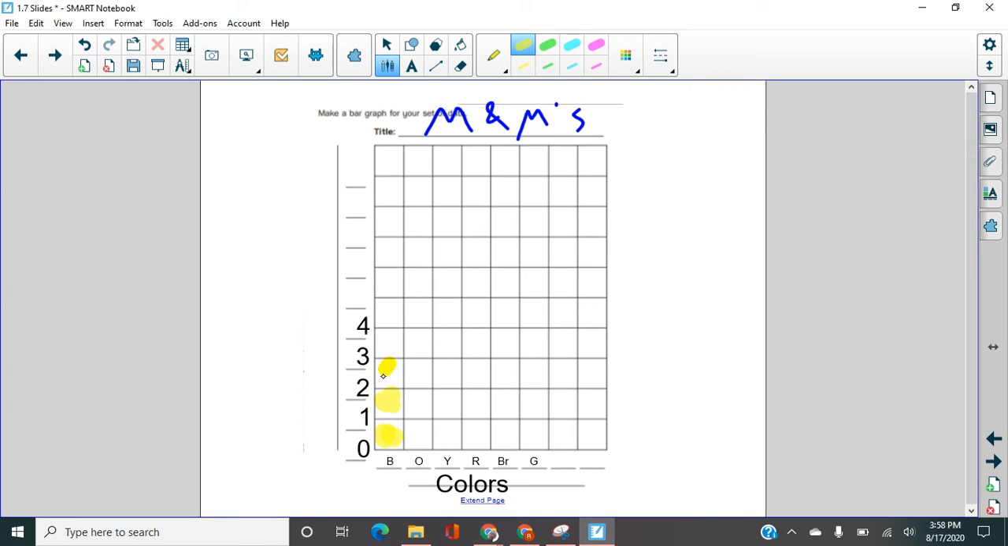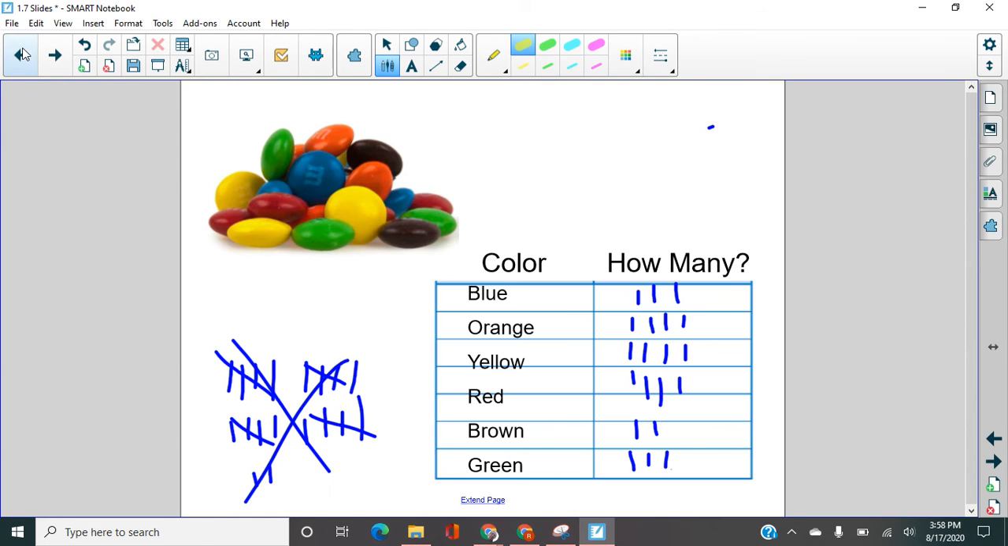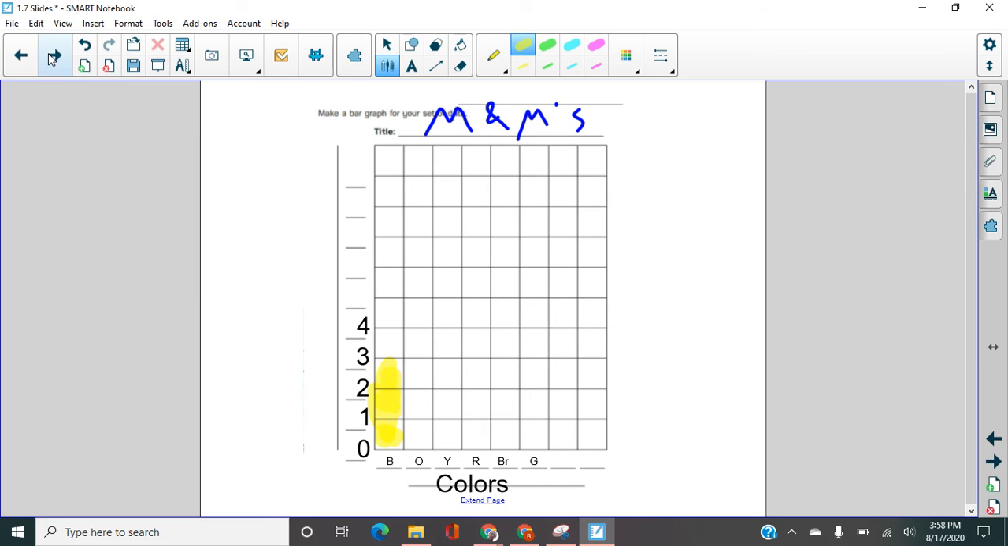Two, three. And notice I tried to color right up to the line because the line is where the number is. So let's make that a little more filled in here. So there we go. There's blue. Orange. How many for orange? Four for orange. All the way up to the four. Trying to get right to that line. It's a little harder on the computer than it would be if you were writing it.